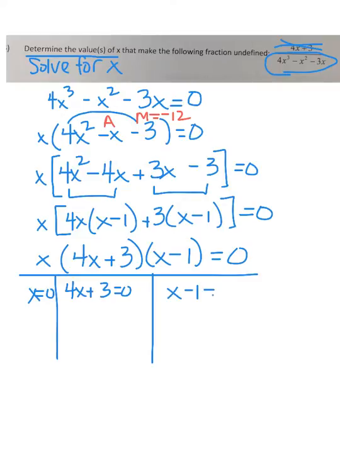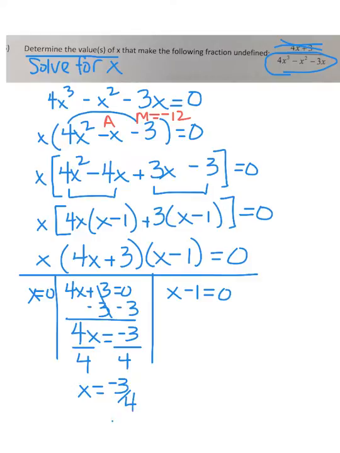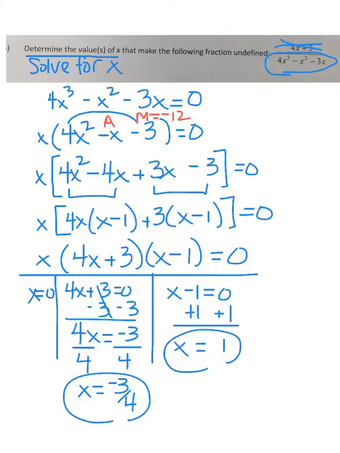All right, well, the second factor, we're going to subtract that 3 over. That'll give us 4x equals negative 3, and then we're just going to divide by 4. So x equals negative 3 over 4. All right, last one, we're going to add 1 to both sides. We have x equals 1. So it says determine the values of x that will make the following fraction undefined. That would be x equals 0, x equals negative 3/4, and x equals positive 1.